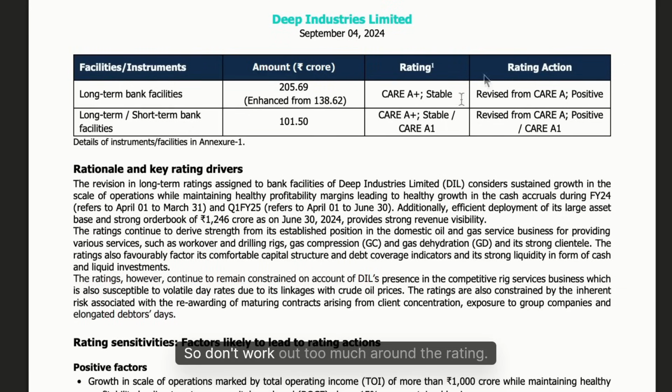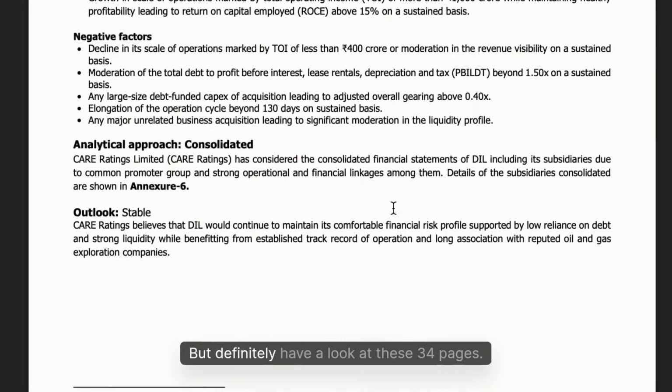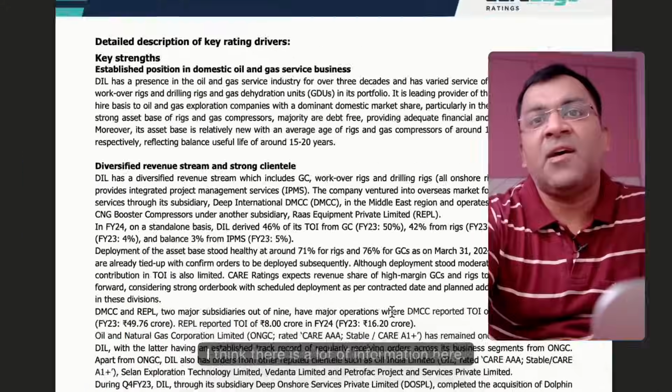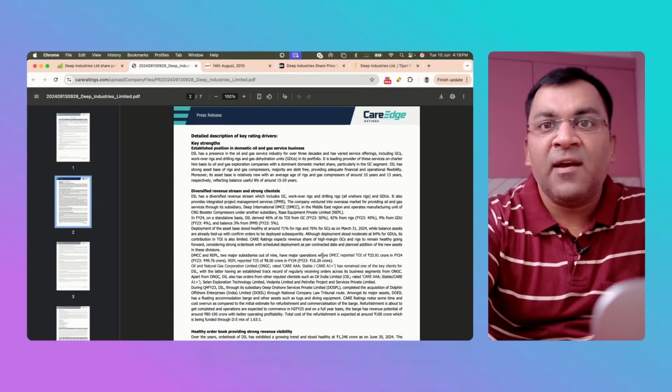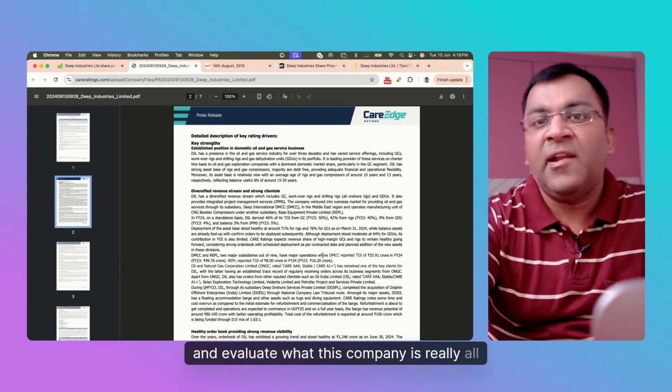So don't work out too much around the rating. That's not the objective here, but definitely have a look at these 3-4 pages. I think there is a lot of information here, and this would really help you gauge and evaluate what this company is really all about.